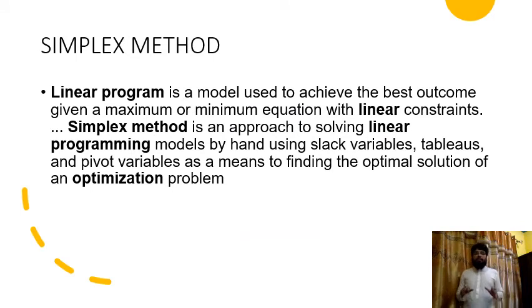Now, the simplex method. A linear program is a model used to achieve the best outcome given a maximum or minimum equation with linear constraints. The simplex method is an approach to solving a linear programming model by using slack variable tables and pivot variables as a means of finding the optimal solution of an optimization problem.